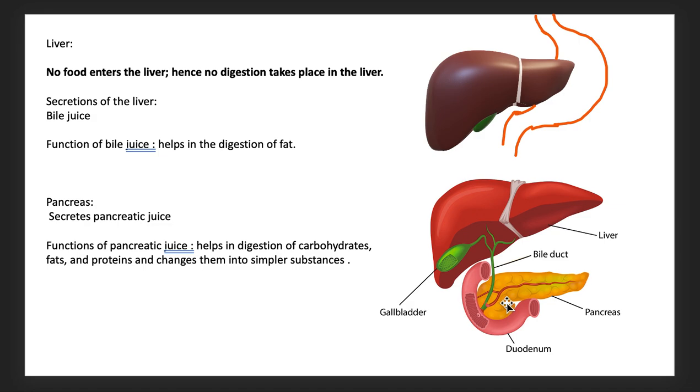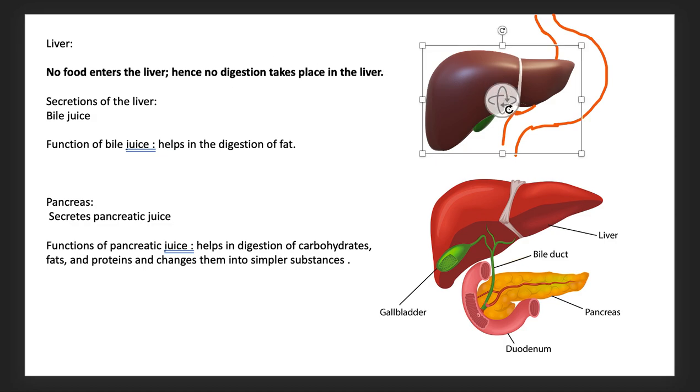The liver and the pancreas only help in digestion. Food never enters them. So that's why they're not a part of the alimentary canal. But are they a part of the digestive system? Yes. So, liver. No food enters the liver, hence no digestion takes place in the liver.